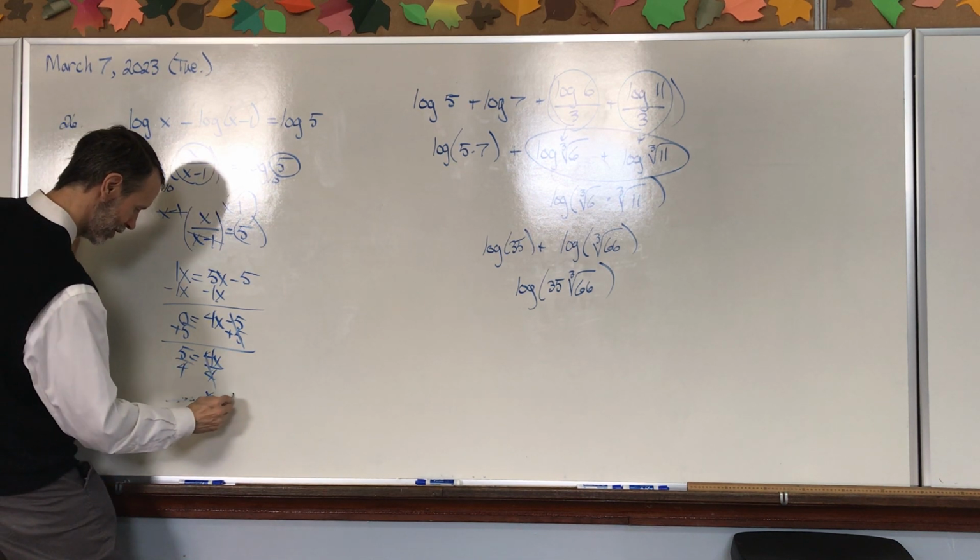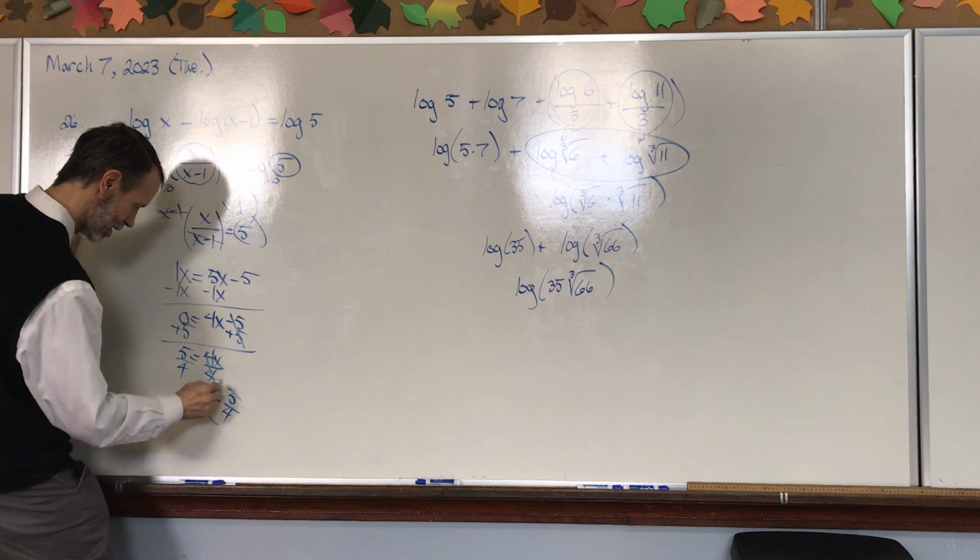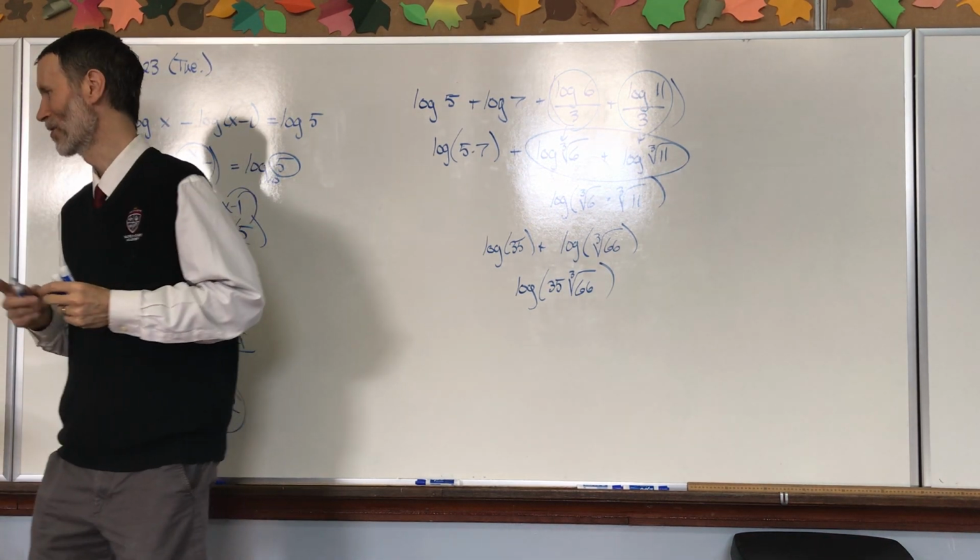x equals 5 over 4. That's it. You have a winner. That's the answer for number 26.